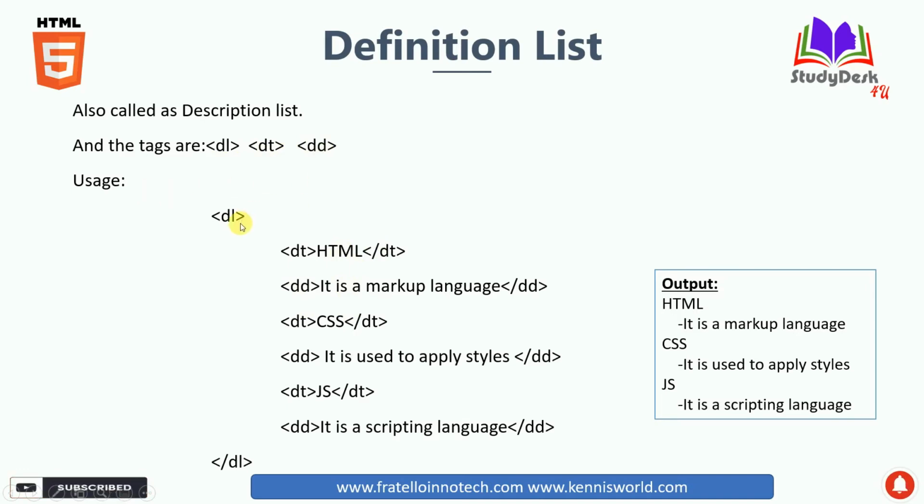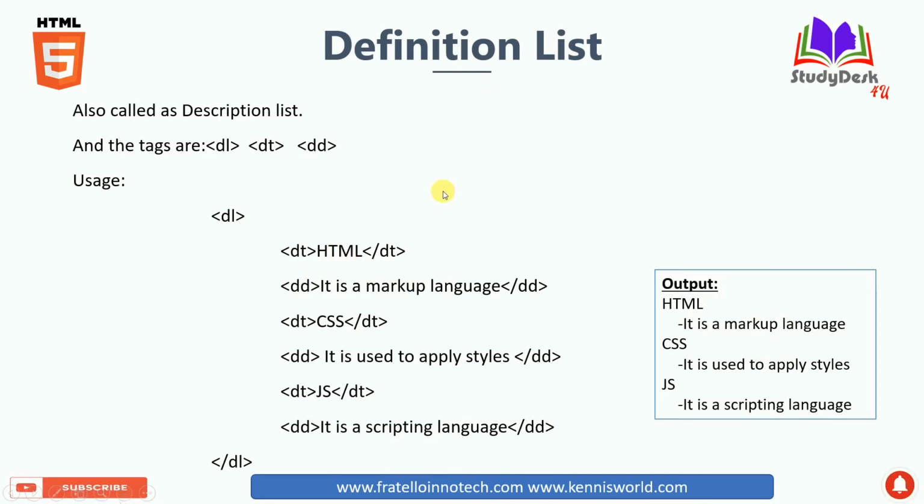The first one, we need to start with DL, data list, and then DT. We need to start with DT, data term. So basically this format is if you want to display a term and its definition, like this. It is a term and its definition, term and its definition. So like this, if you want to display, you can use this definition list format.